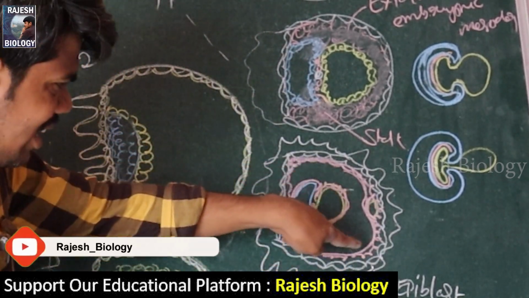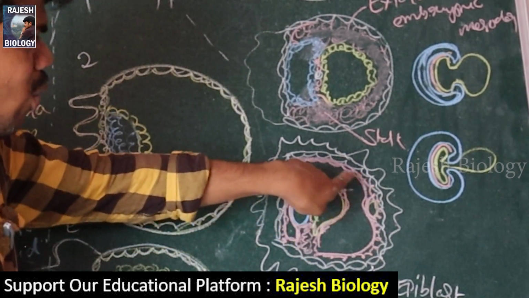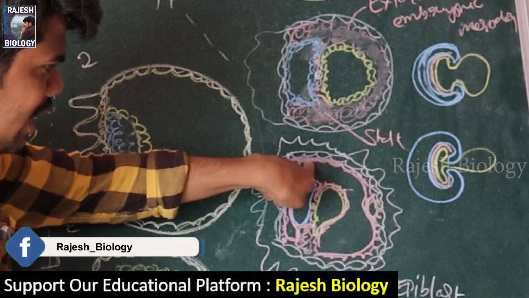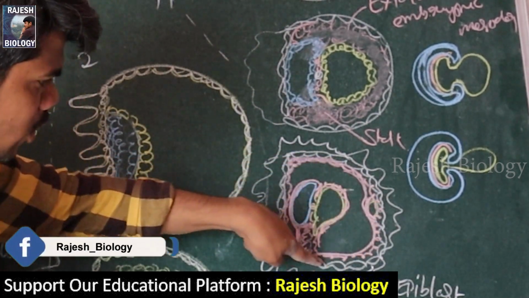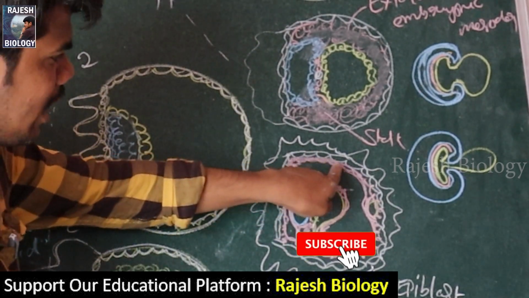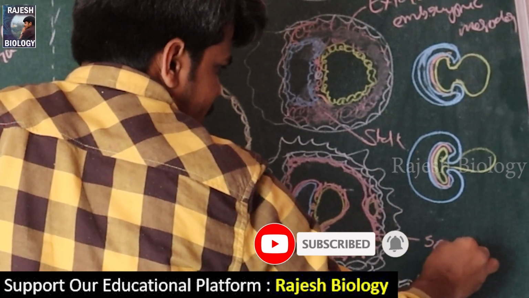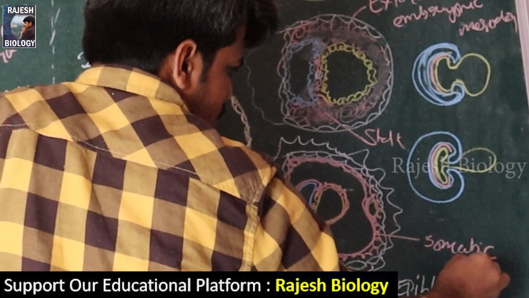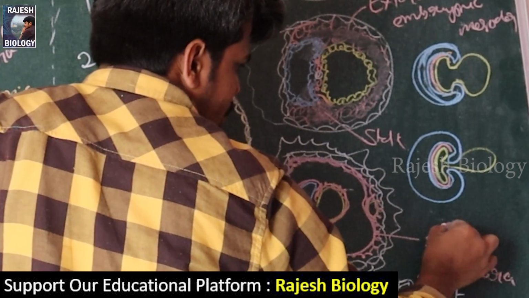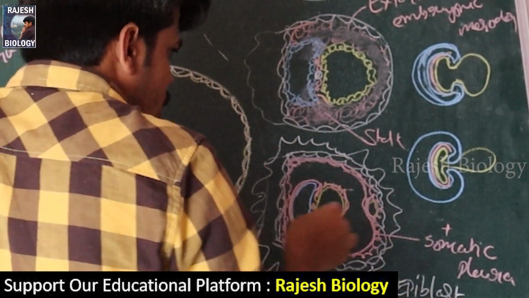Okay. So a cavity is developed within the mesoderm. When the cavity is formed, the trophoblast, the cytotrophoblast, is lined by the somatic mesoderm, somatic pleura. This is what? Somatic pleura. The somatic pleura plus cytotrophoblast.